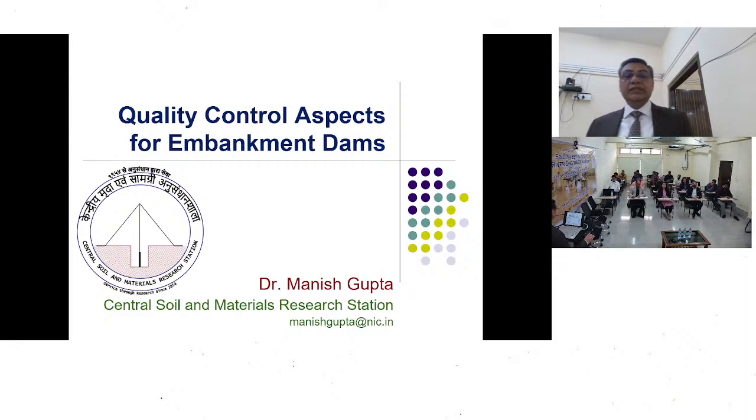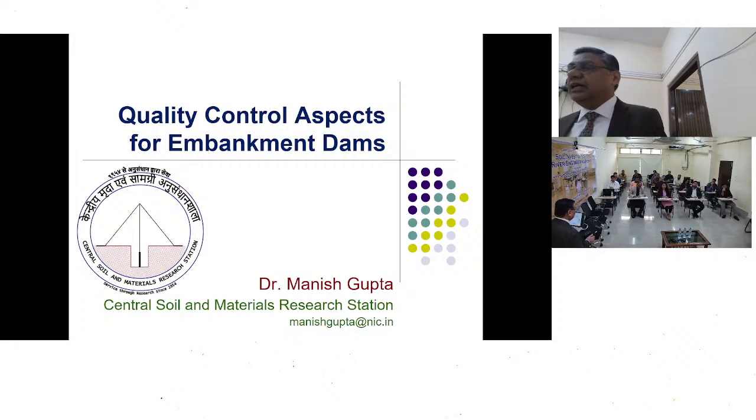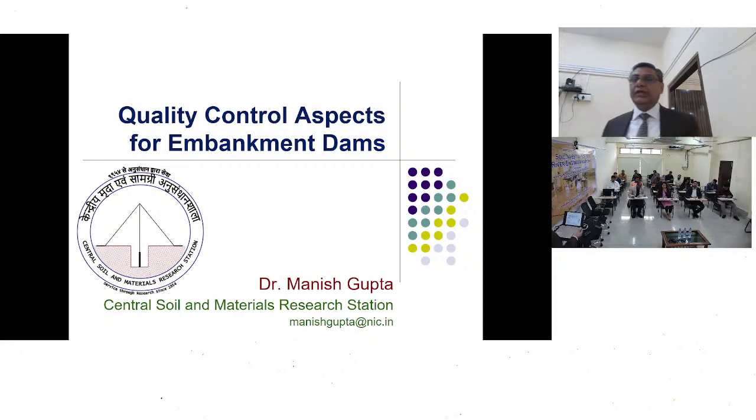So today we are going to concentrate on quality control aspects for embankment dams, and a brief introduction of embankment dams. What is an embankment dam? An embankment dam is a dam which is basically or majorly constructed using soil as a construction material. Of the different types of dams, embankment dams are some of the major types because they are relatively easy to construct. That is why embankment dams are major in number.